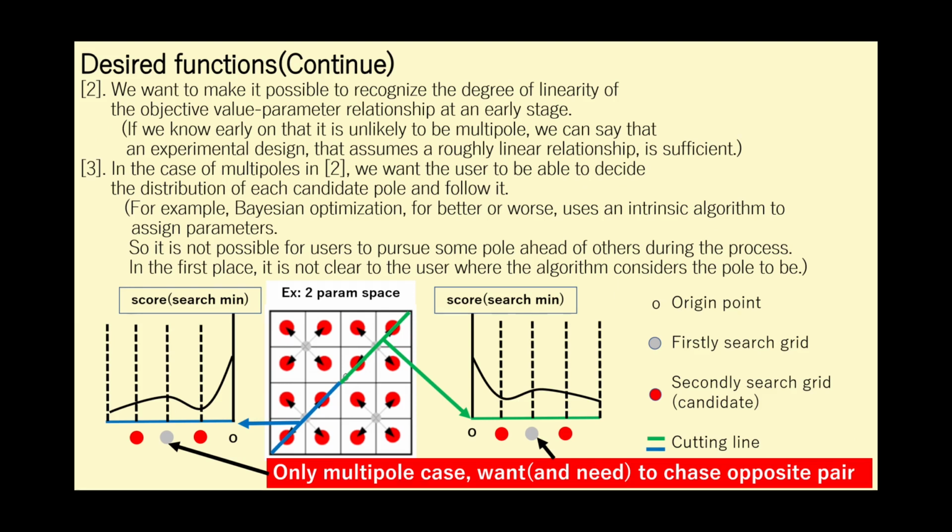Desired function: we want to make it possible to recognize the degree of linearity of the objective value to parameter relationship at an early stage. In case of multiple candidates, we want the user to be able to decide the distribution of each candidate and follow it.